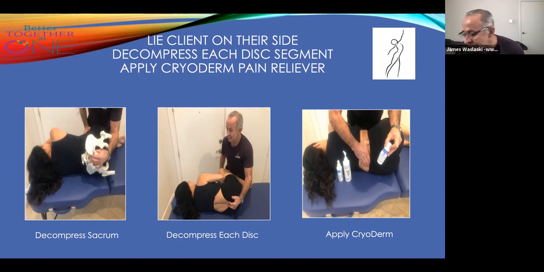So we actually decompress the sacrum. If there's a jamming of L5S1, we decompress each disc space in there. And all I do is I put them on their side. The knees are up against my hips. My hands are basically around the sacrum, decompressing the L5, L4, L3 segments, and trying to restore a lesser, less excessive lordosis.